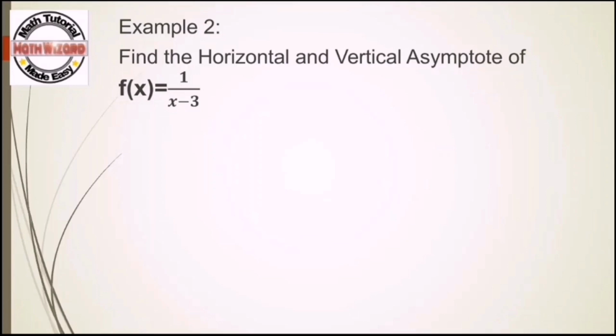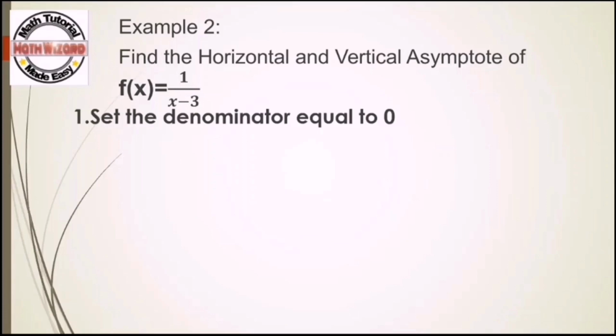Okay, now let us proceed with our second example. What we will do is to find the horizontal and vertical asymptote of the function 1 all over x minus 3. So let us find first the vertical asymptote. Actually, you can decide which one goes first, but for me, I want to solve the vertical asymptote. First of all, we need to set the denominator equal to 0. But first let us choose which one is the numerator and which one is the denominator. In this case, x minus 3 will serve as our denominator.